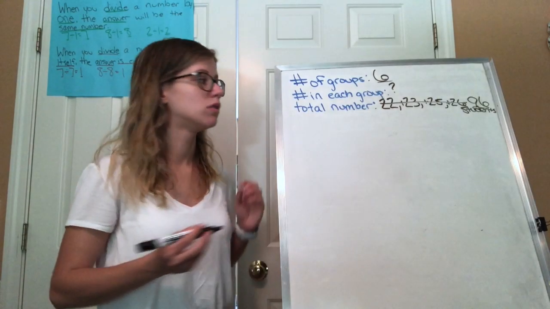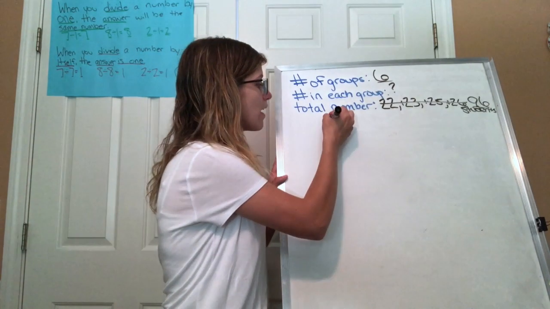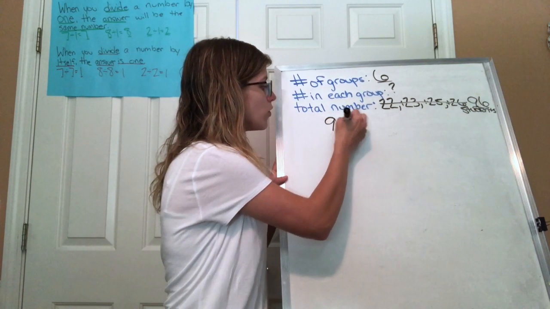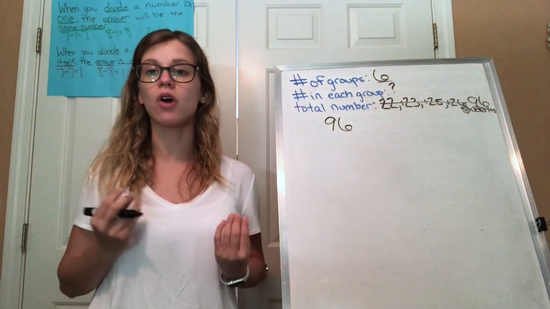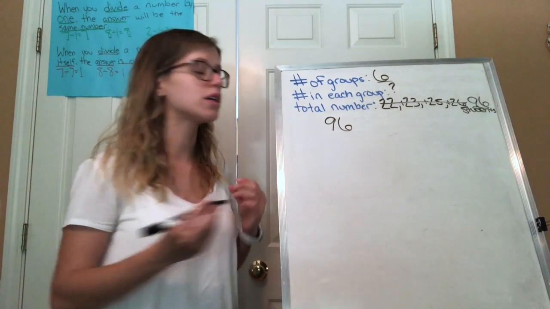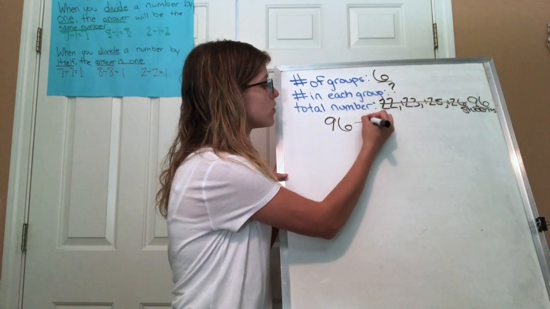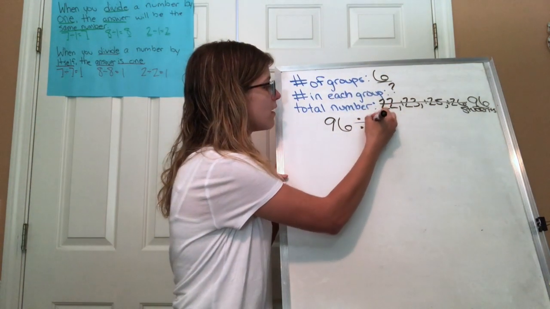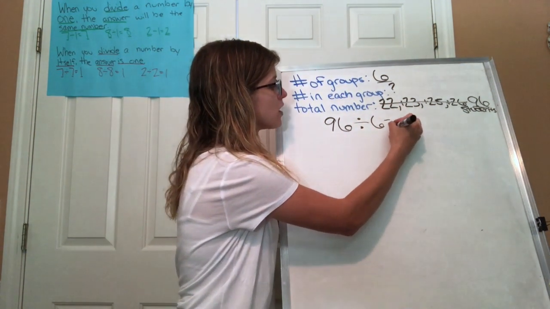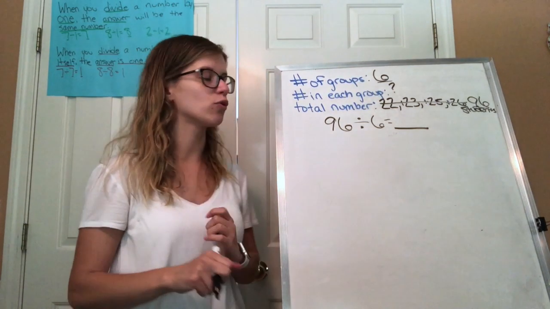So I know that 96 is my total number, and I remember if my total number is already shown, I know that it's going to be a division problem since I'm working a little backwards. So it'd be 96 divided by 6 equals the number in each group.